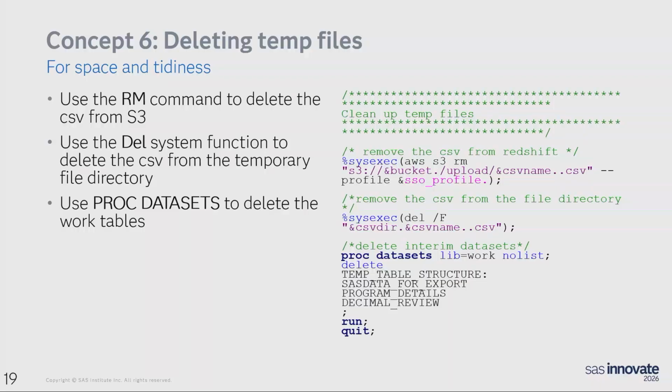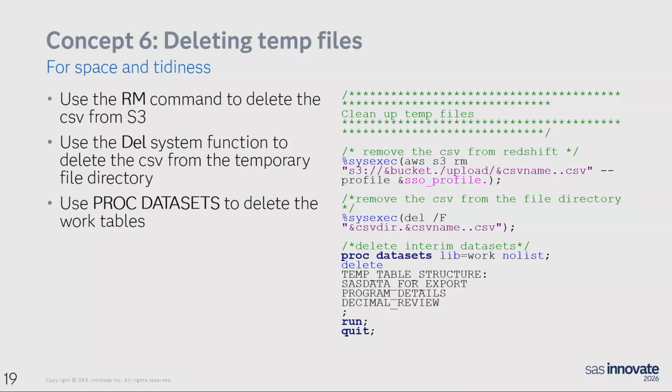Along the way, this process created a lot of SAS datasets and CSV files that are no longer needed. In order to keep your session and storage locations clean, we will use these system commands and proc datasets to get rid of them. The RM function will delete things on AWS, the del on the file directory, and proc datasets within SAS. Note the use of the colon at the end of temp table structure in the list of SAS datasets. This will delete any SAS datasets that start with that prefix.